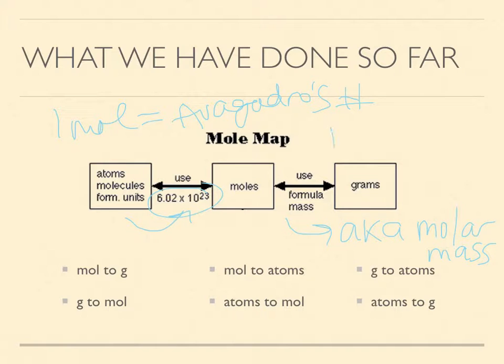Which means that 1 mole of any substance is equal to the number of grams that you get from the periodic table, whether you have to add them together or just read straight from the box. So all of the conversions that we've done so far have been moles to grams and grams to moles, which both use the periodic table, moles to atoms and atoms to moles, which uses Avogadro's number, and then grams to atoms and atoms to grams, which have been the two-step problems which involved both conversion factors.